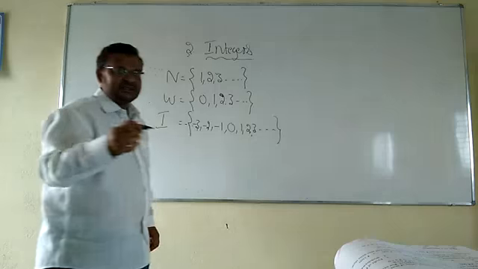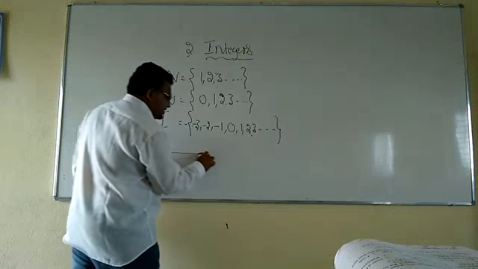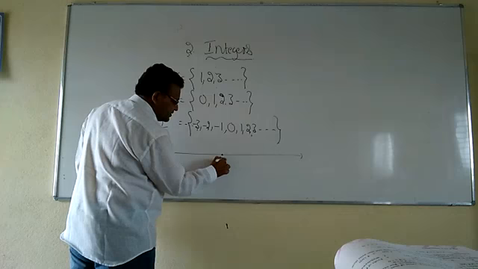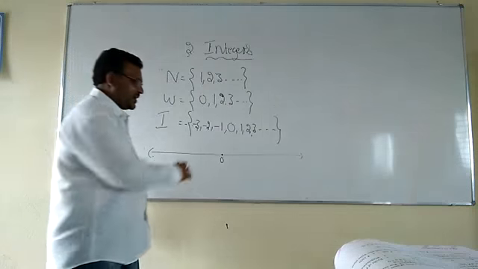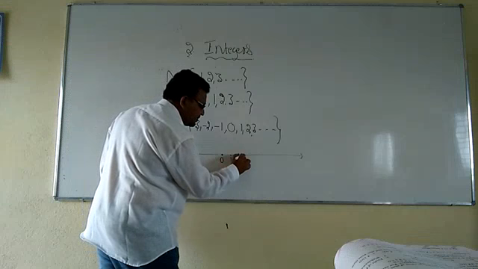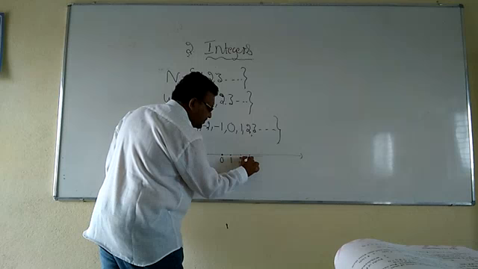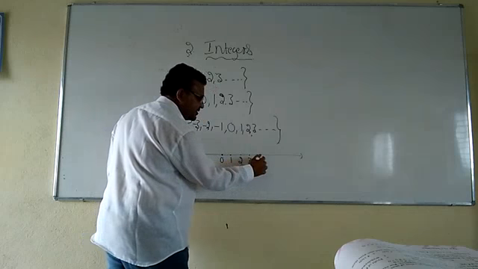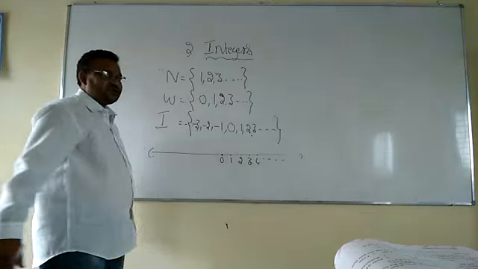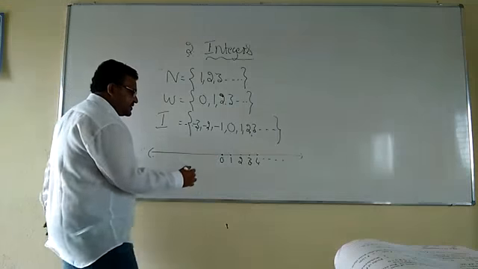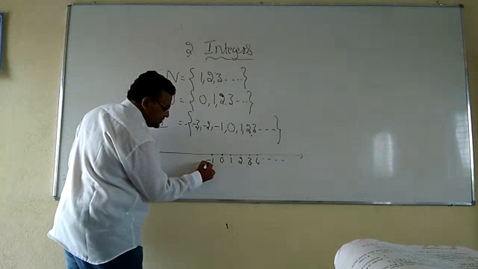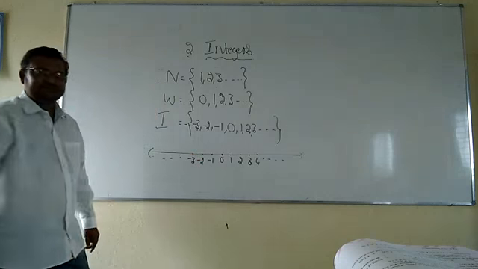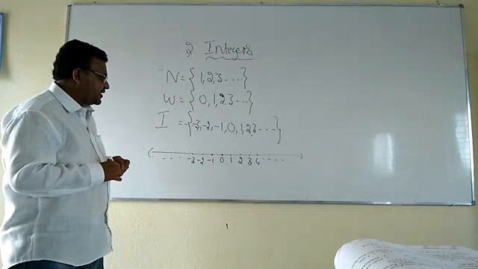Now, how to represent this integer set on a number line? Draw a number line and mark somewhere as 0, and to the right side of 0, with equal distance, mark points. That means 1 centimeter distance. Here 1, next number 2, next number 3, next number 4, and so on. And to the left of this 0, with equal distance again, mark negative numbers. That means -1, -2, -3, and so on. And this is the process of marking integers on the number line.